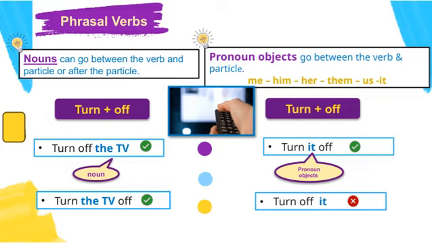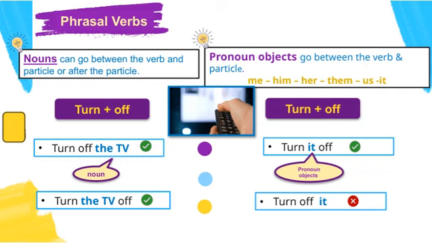Now let's talk about how to turn off objects in English, especially when using phrasal verbs like turn off. When we say turn off, we're usually talking about switching something off, like a device or an appliance. For example, turn off the TV. That's a simple command or statement showing the action. But what's interesting is how we include objects in these sentences.